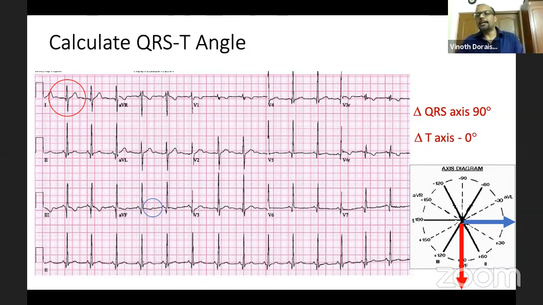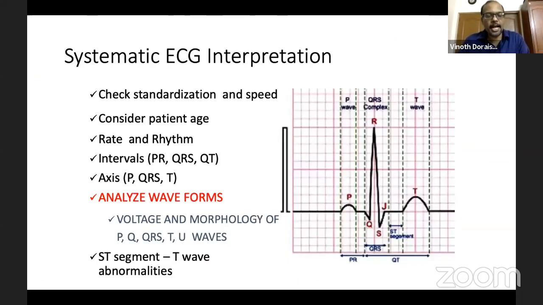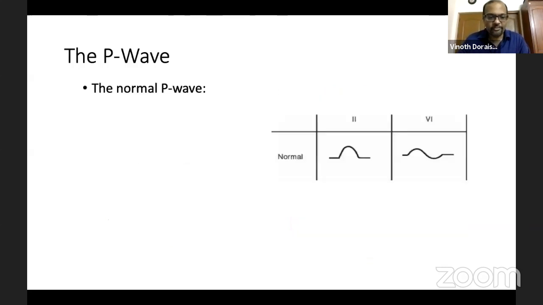Now the QRS-T angle will be the angle between the red and the blue arrow, which is definitely 90 degrees. Normally the QRS-T angle is less than 60 degrees. Here it is more than 60 degrees, so it is an abnormal QRS-T angle. So we've analyzed the axis of the P, QRS and T. Now we have to analyze individual waveforms.